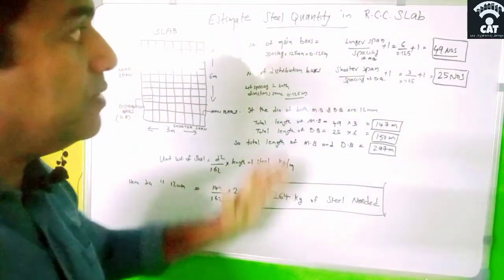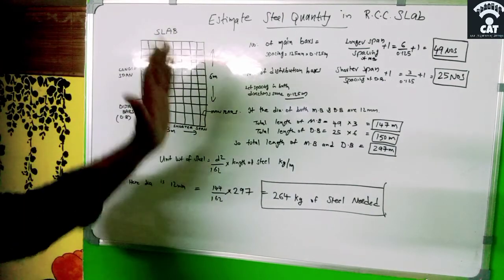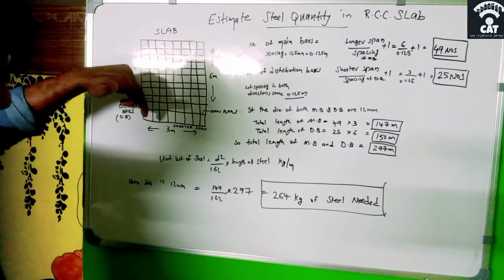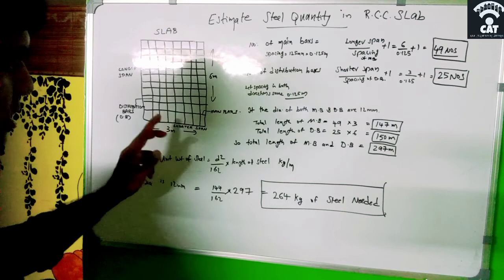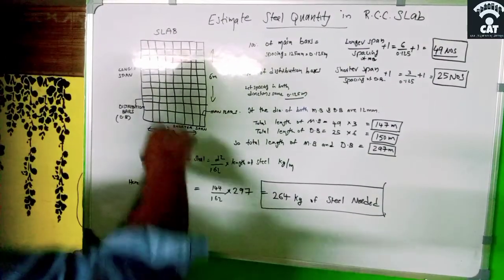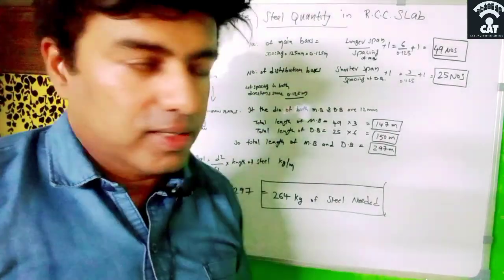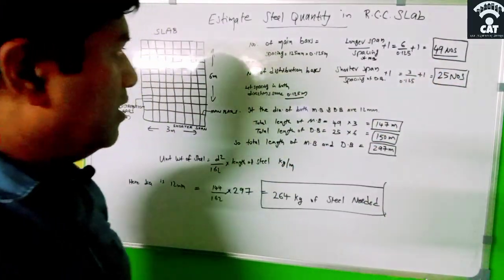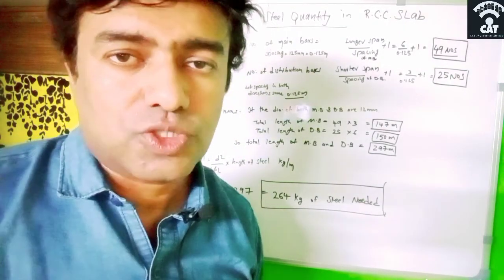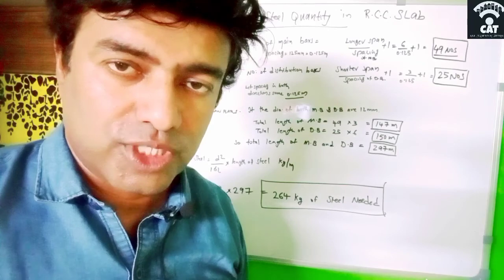Okay, similarly for distribution bars, these are the distribution bars like this, the longitudinal ones. For that the formula is shorter span. Shorter span here is 3 meter. Shorter span divided by the spacing of the distribution bar, which is also the same, 0.125, plus 1 gives 25 numbers. So we got the number of distribution bars, and also the number of main bars, 49 and 25. And suppose both these bars are the same dia, 12 mm. Okay, it could be different, but here I am giving an example of 12 mm only for both distribution as well as main bar.